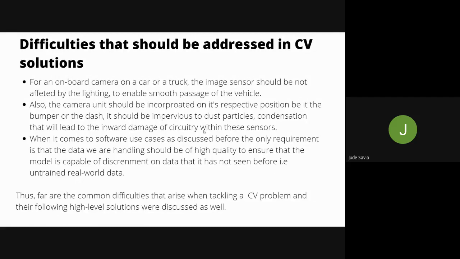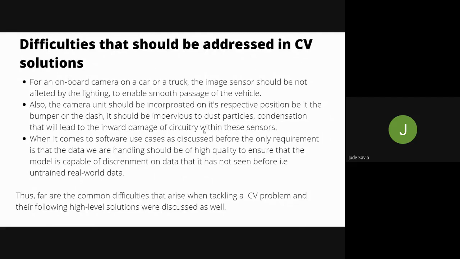Also, the camera unit should be incorporated on its respective position on a good vantage point, either in the bumper or the dash, and it should be impervious to the environment, without it being susceptible to damage of its sensors. And when it comes to software use cases, like the ones I said earlier, the only requirement is that we need a deluge of data, right?